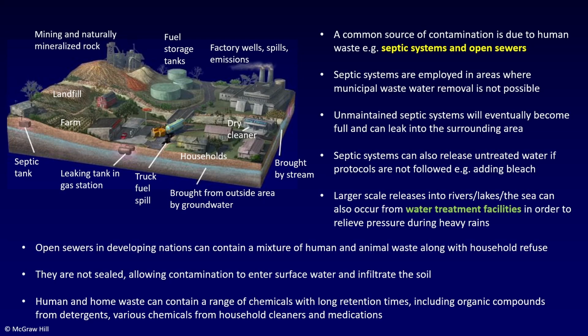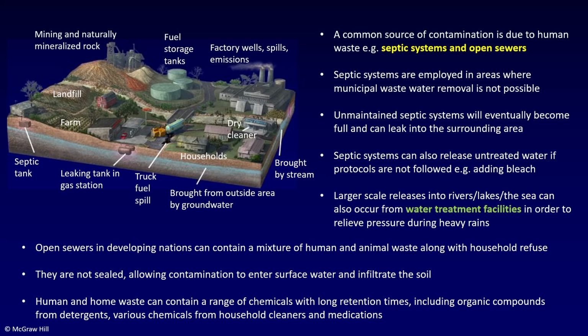Okay, so the next possible source is going to be septic systems and open sewers. So this is a relatively common source of contamination from human waste. So, septic systems, for those people that aren't really familiar with them, are essentially self-contained tanks, which are designed to be used by individual houses to essentially store and treat wastewater. So, we're talking about water that comes out of your washing machine, your dishwasher, your sink, and your toilet.